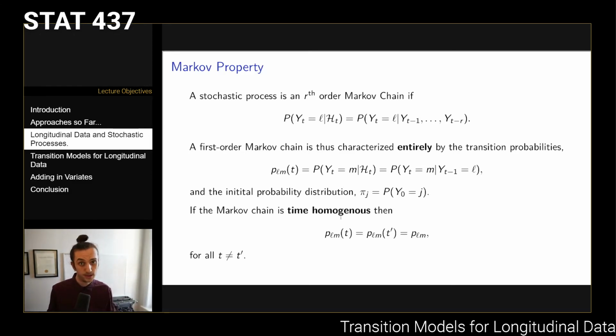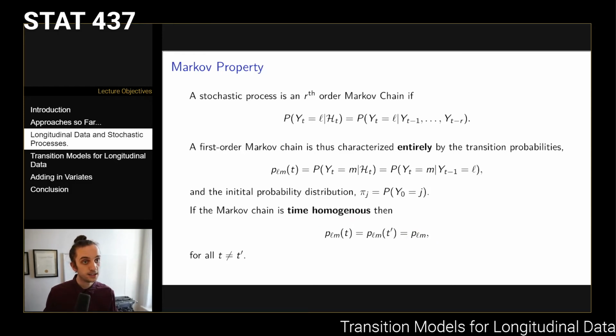Now, we also might want to call our Markov chain time homogeneous, okay? Time homogeneous just means that these transition probabilities do not depend on the actual time. So if these transition probabilities from L to M are the same no matter what time we're at, then we can denote them by dropping that t. So they're just P_LM, and we call that time homogeneous.